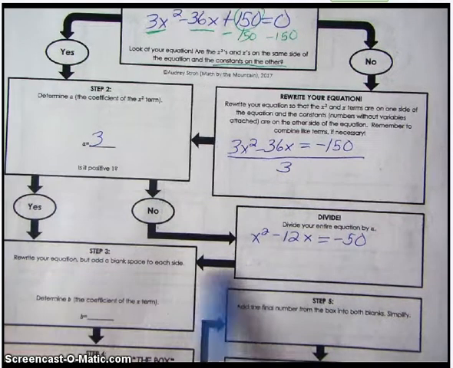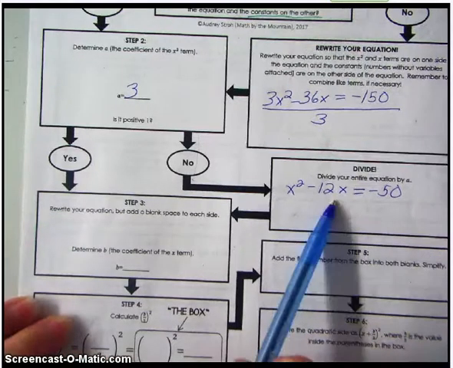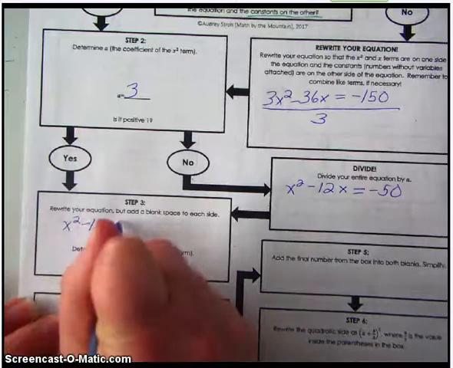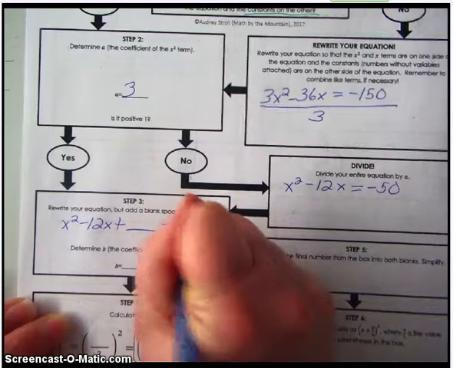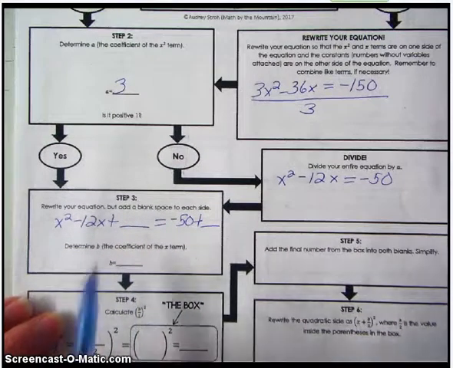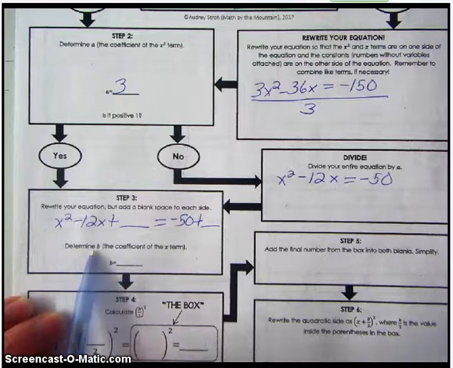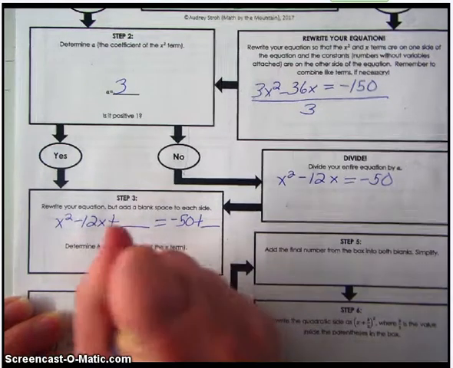Okay, so I'm following my arrow, over here to step 3. Rewrite your equation, but add a blank space to each side. So I'm taking the equation over here, x squared minus 12x, and I'm going to add a blank space here, equals negative 50 plus a blank space. Okay? And underneath that, determine b. That's the coefficient of the x term. You already know what b is. So b in this case is negative 12.